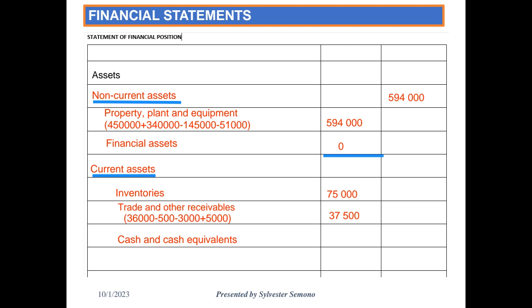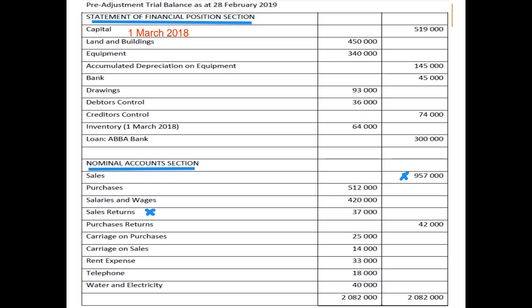And then for us to find cash and cash equivalents, we must look for the following. You tell me if you are ready to write it down. We look for any bank. We look for any petty cash. We look for any cash float. Let's go check from the list of balances. Do you see any of those?